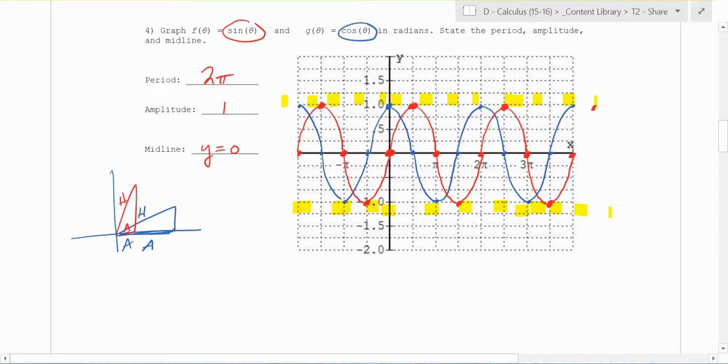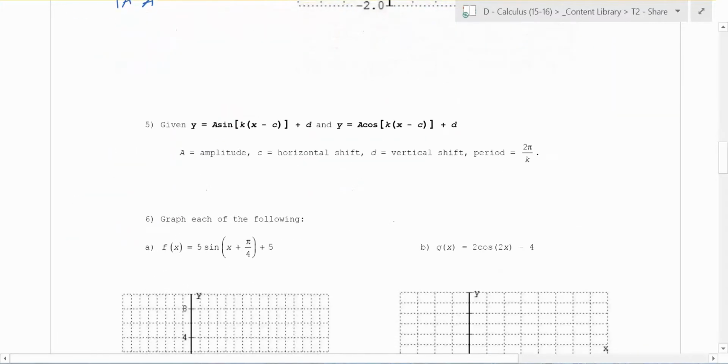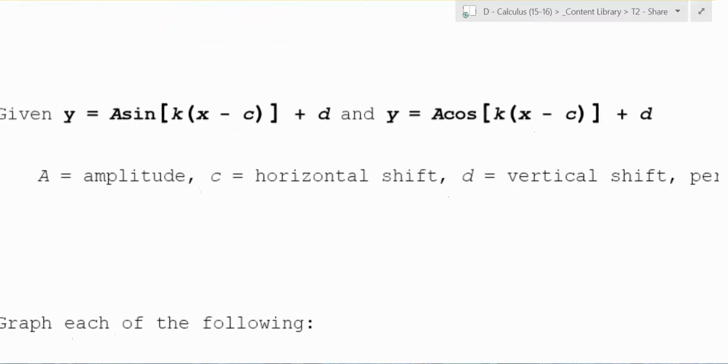So here's the thing you have to memorize first. You have to memorize this for the base functions. For sine and cosine, the period is 2 pi, the amplitude is 1, and the midline is y equals 0 for those two functions. You have to know those things, because what are we going to do with each of those values? We're going to play around with them in this form right here.